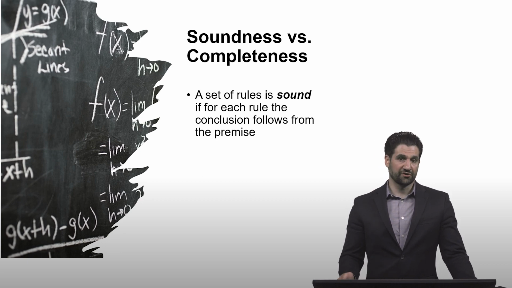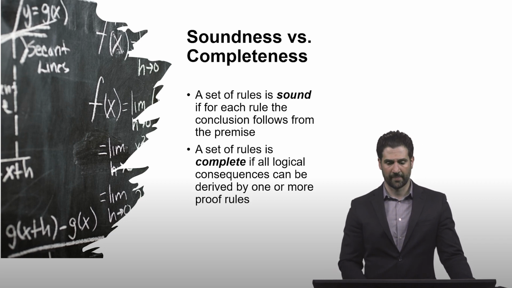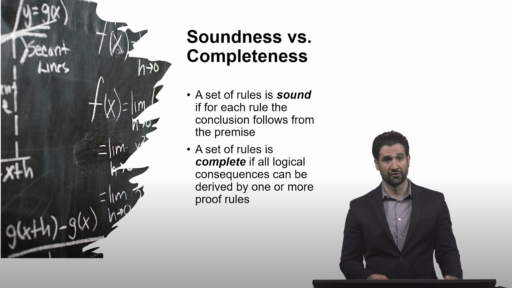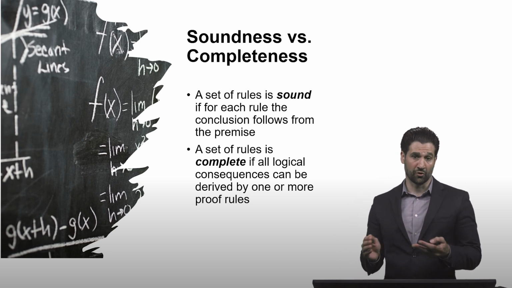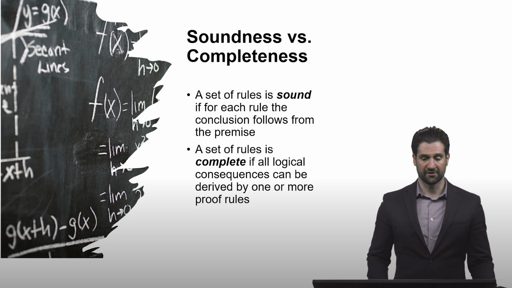So a set of rules is sound if for each rule the conclusion follows from the premise and is done correctly. And again, we say it's complete if all of the logical consequences can be derived from one or more of the proof rules, and when we say more than one proof rule, we could chain them together and apply them iteratively.